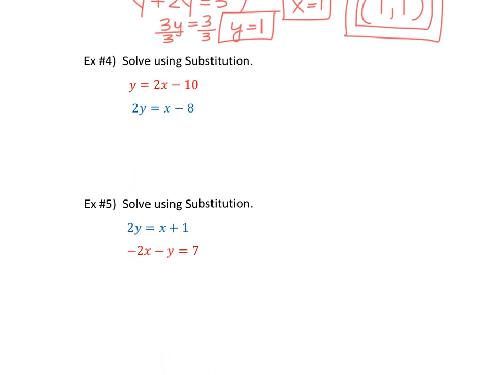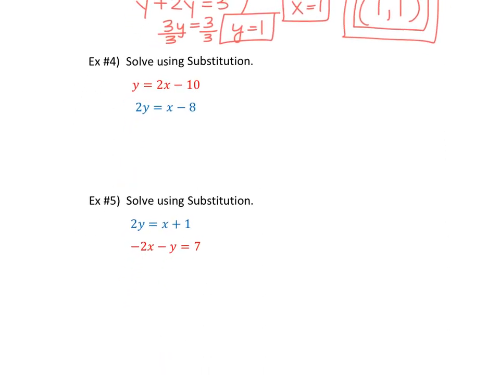All right, example 4. Again, look for what has been isolated. Y is by itself, so this can take the place of any y in the problem. So we're going to put it right here. Don't forget about the parentheses because you're multiplying by 2. So it's going to be 2 times (2x minus 10).